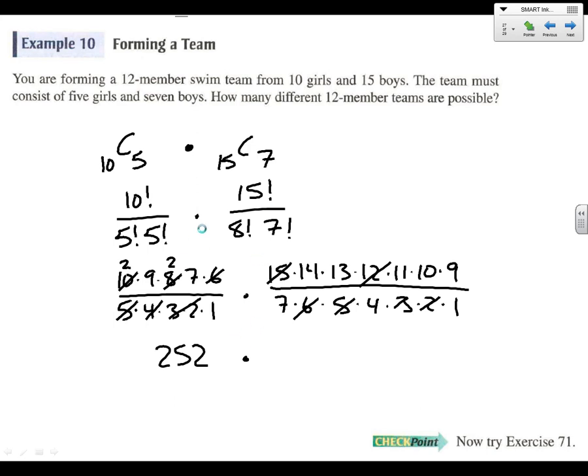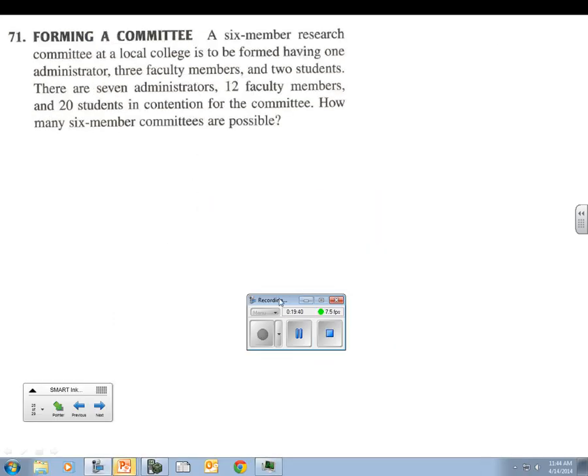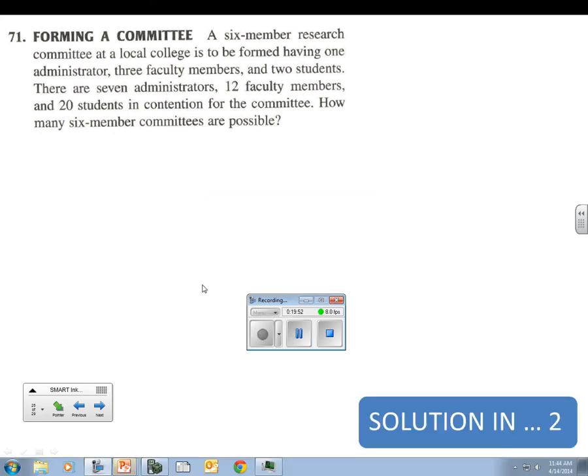Oh, we're spinning. I'm going to pause the video until it stops spinning. But wrap it up with 71 and you're all done. All right, there you go. There's your last problem, 71. Oh, the smart ink is killing us here. Hold on. There we go. Solution coming your way.